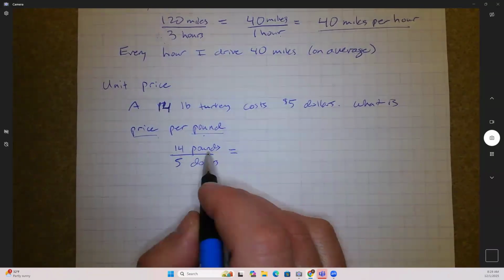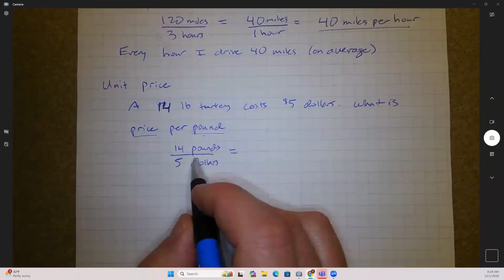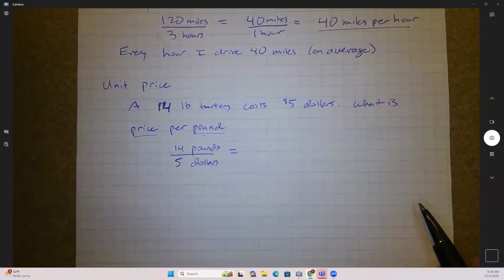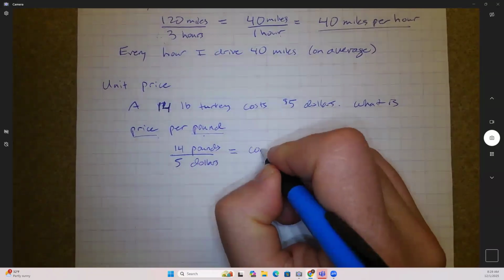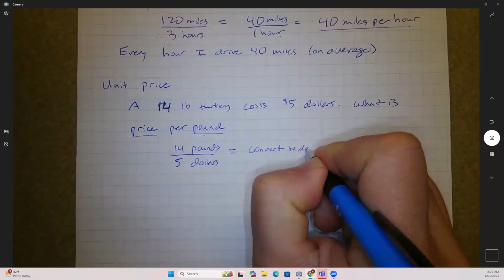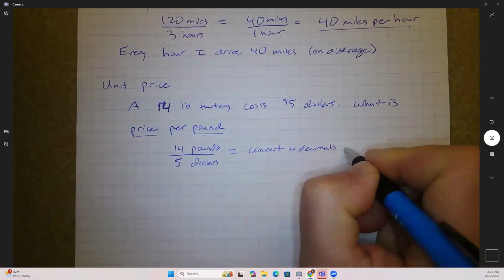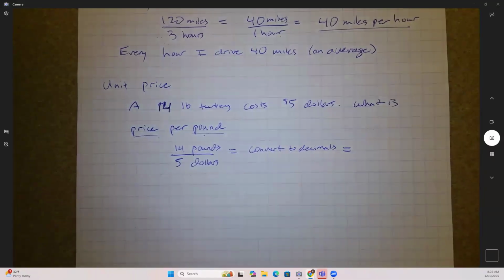Well, that's the rate, but it's hard to see as a fraction, right? So usually we're going to convert to decimals when we do rates. And so you just grab your calculator and you do 14 divided by 5, and we're going to see it's, did I do that right? Price per pound. I did that wrong. Can anyone see what I did wrong?